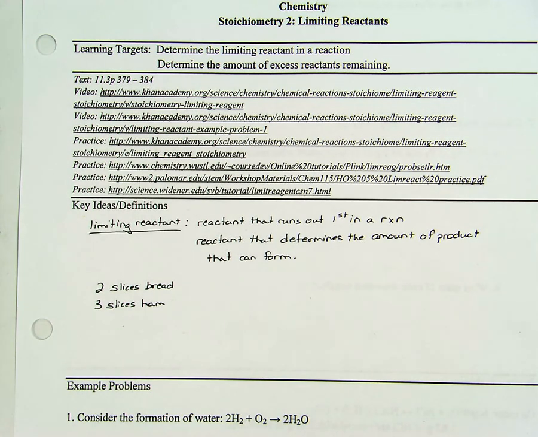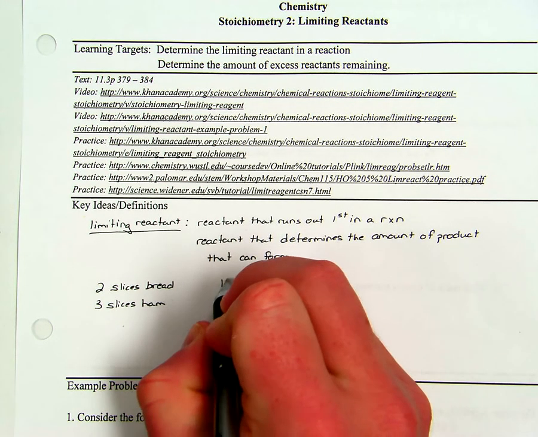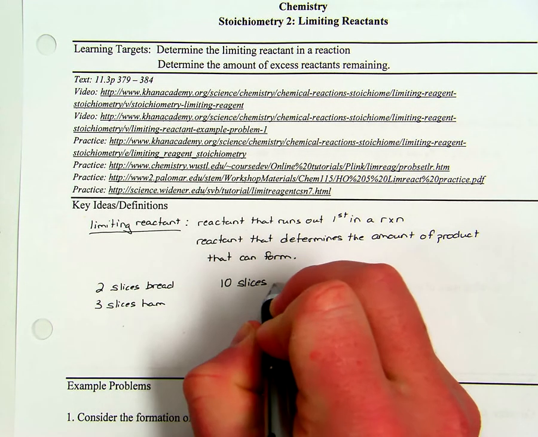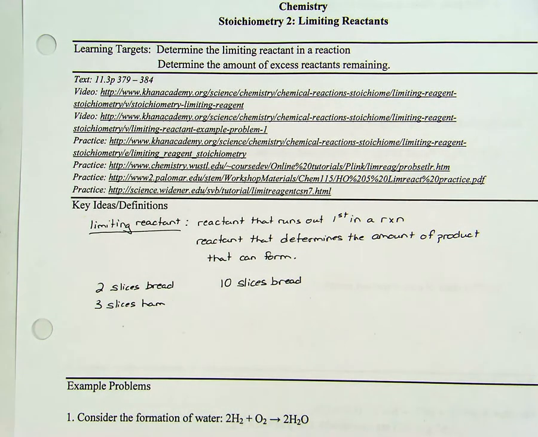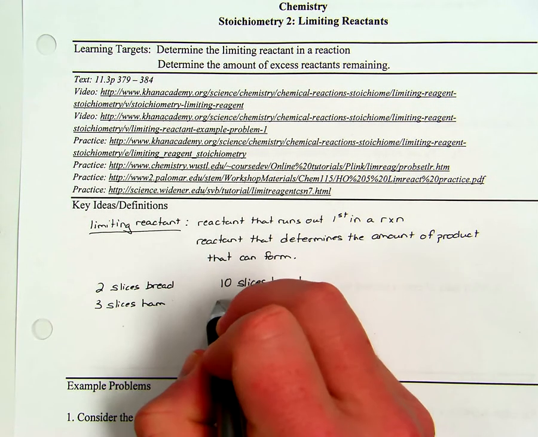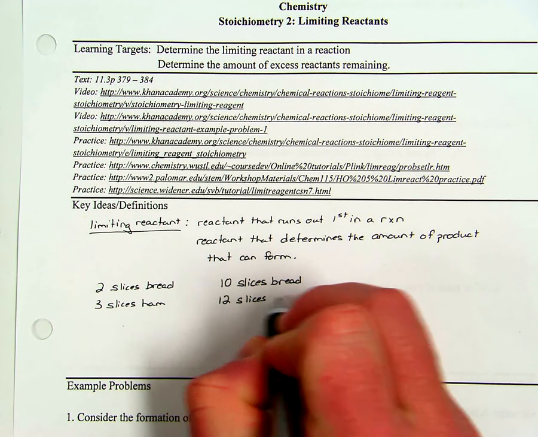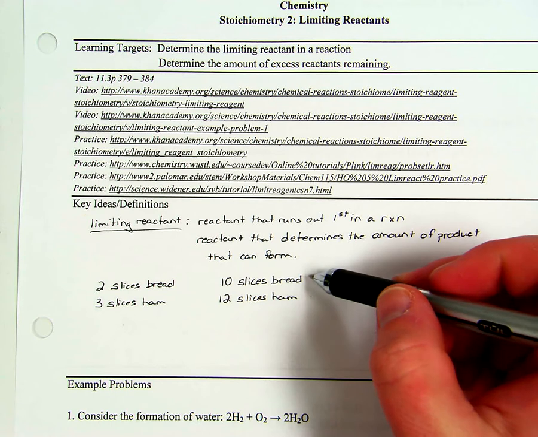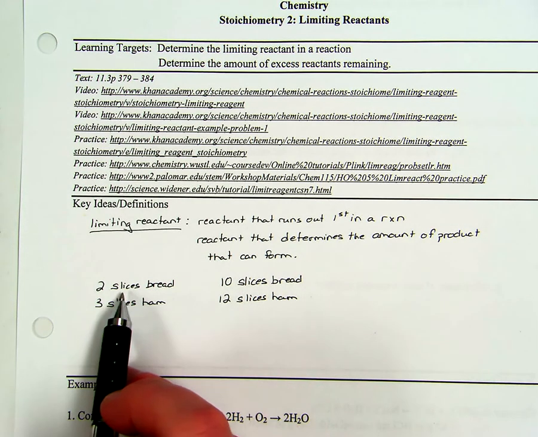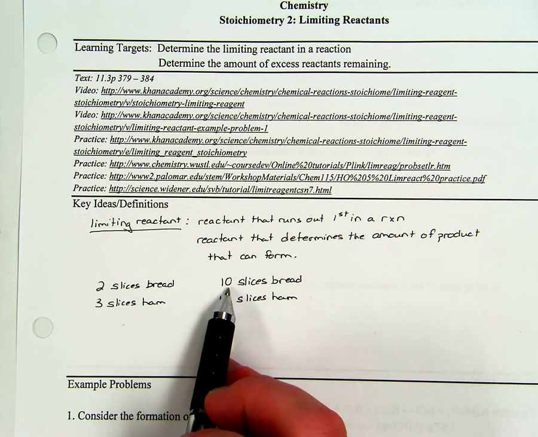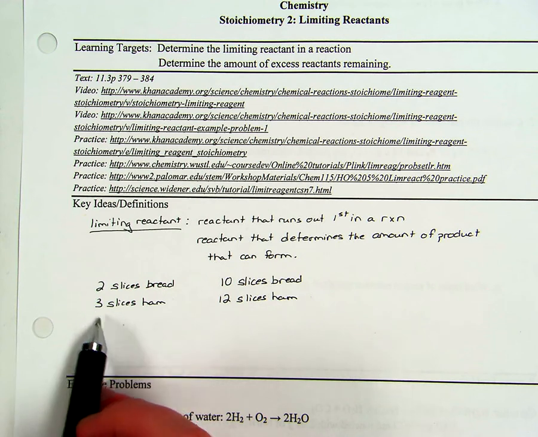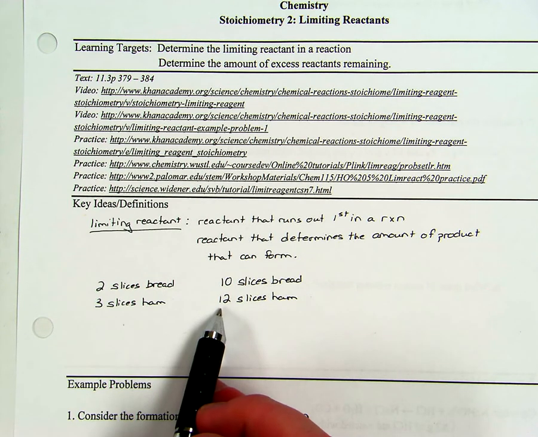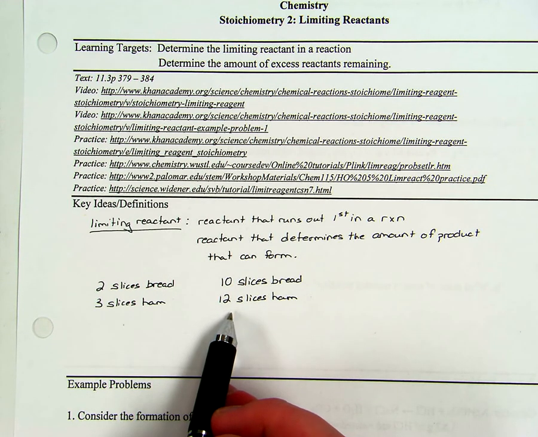And you go to your cupboard and you get your bread out, and you see that you have 10 slices of bread. And you go to your refrigerator and you see that you have 12 slices of ham. Now, the question is, how many sandwiches can you make? Well, if I'm thinking about the bread, I could make 5 sandwiches because each sandwich has 2 slices. But with the ham, I can only make 4 because 4 times 3 is 12. And then once I've made 4 sandwiches, I'm out of ham. And I can't make any more sandwiches.